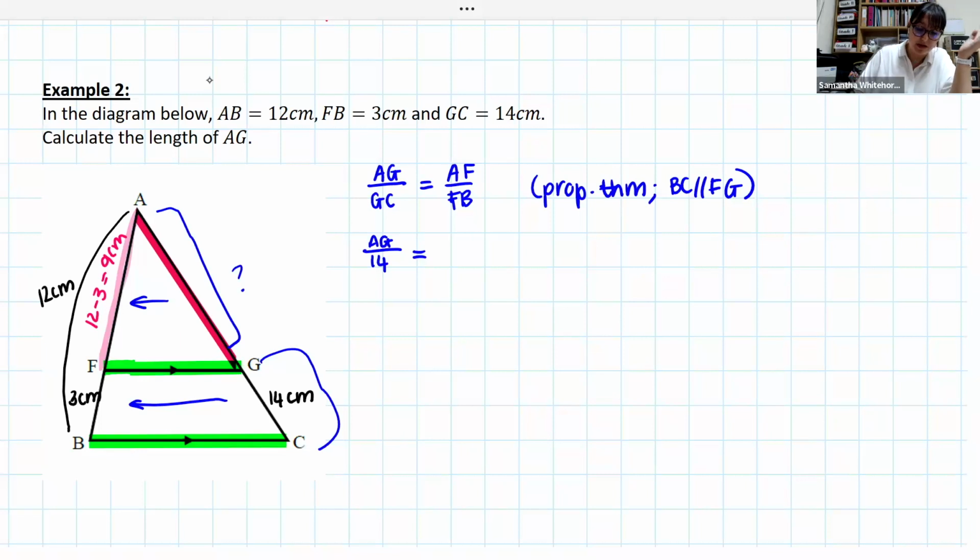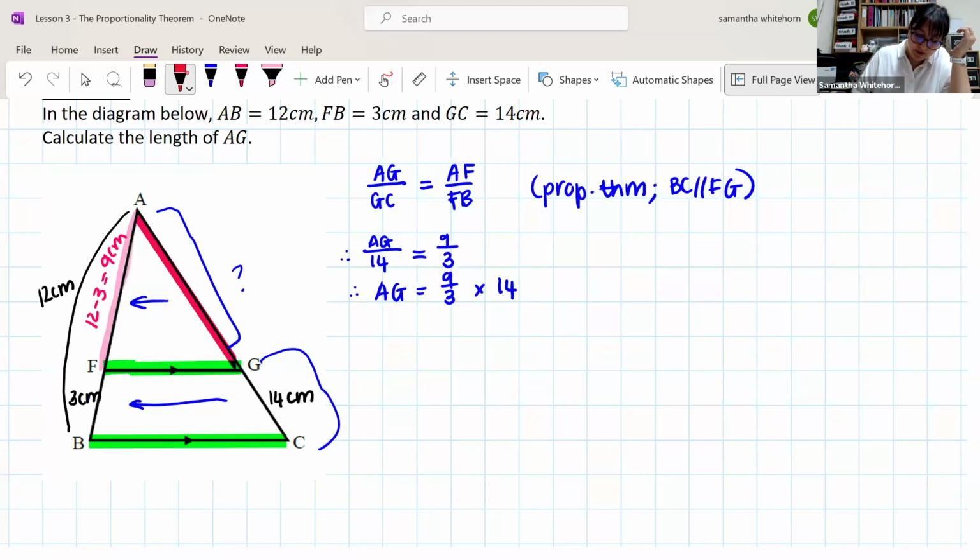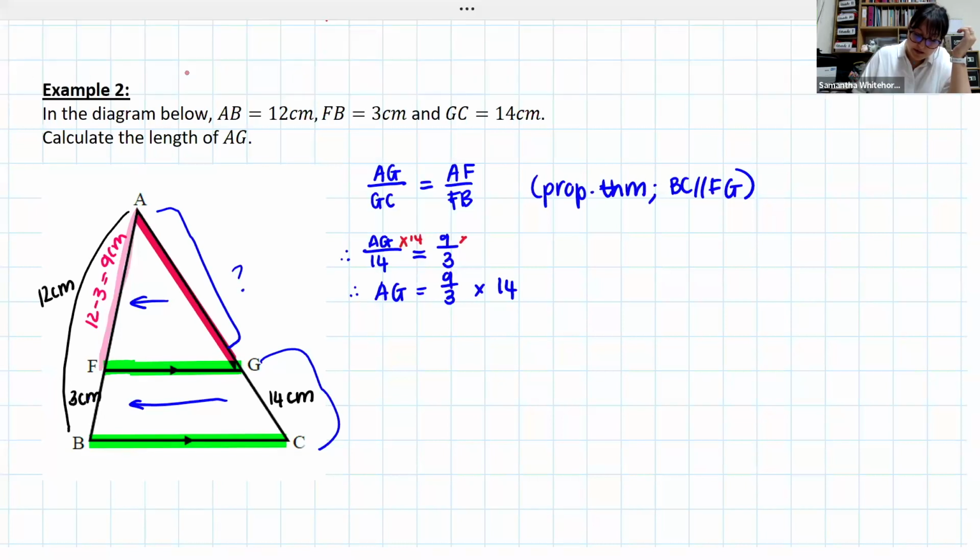Now, you don't even have to write that down. You can literally just write down 9 in your working out. We trust that you can subtract. And FB, I was given as 3 centimeters. Now I solve for AG. AG is equal to 9 over 3 times 14. Remember, I'm multiplying by 14 because I want to get rid of this denominator, so I would times both sides by 14 to get rid of my fraction.